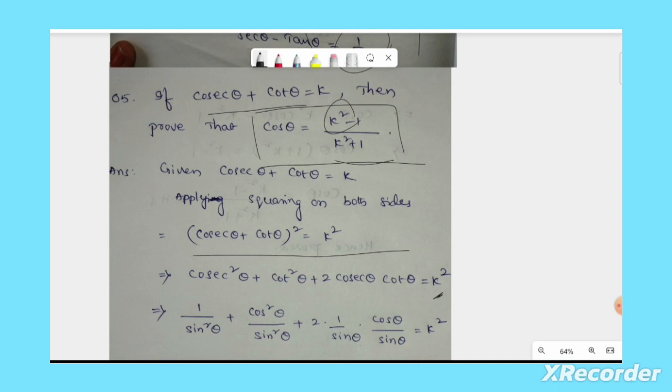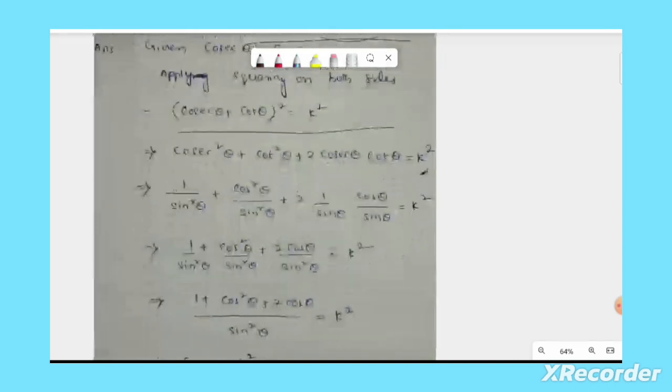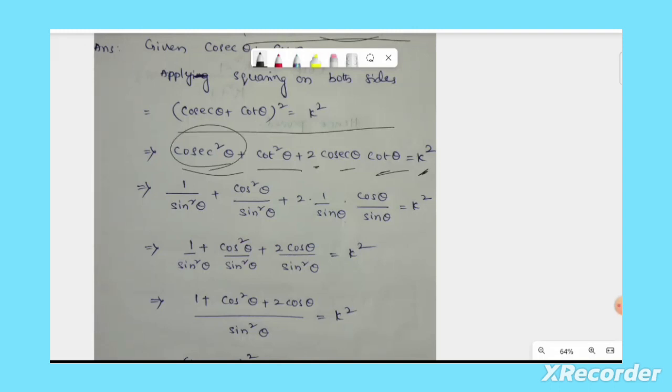Okay, now this is cosecant plus cot, which is like a plus b whole square, right? The same way, here a is cosecant theta, b is cot theta. So a square, cosecant square theta, b square, cot square theta, 2ab, 2 cosecant theta cot theta equals k square, as is. Cosecant square theta, I can write as 1 by sin square theta, right? And cot square theta, I can write as cos square by sin square.